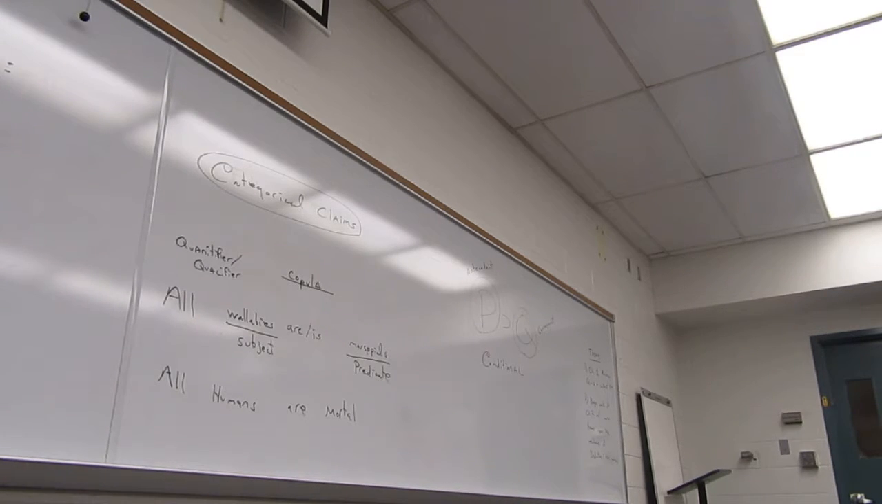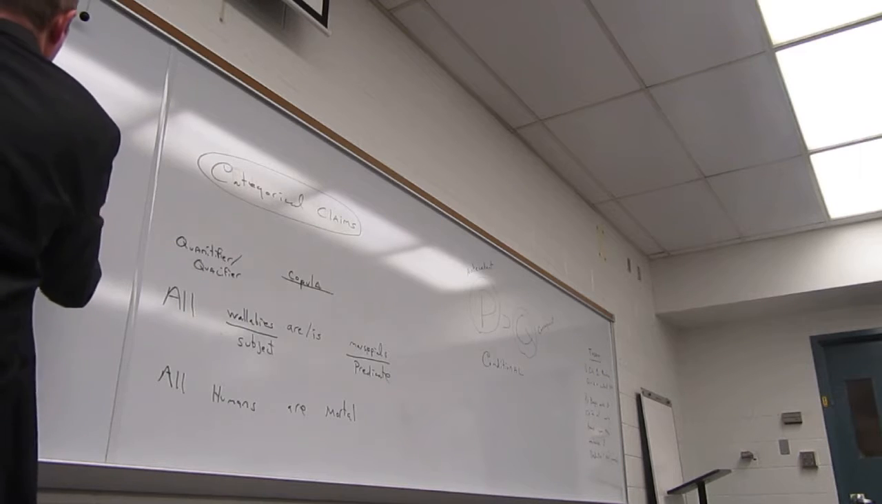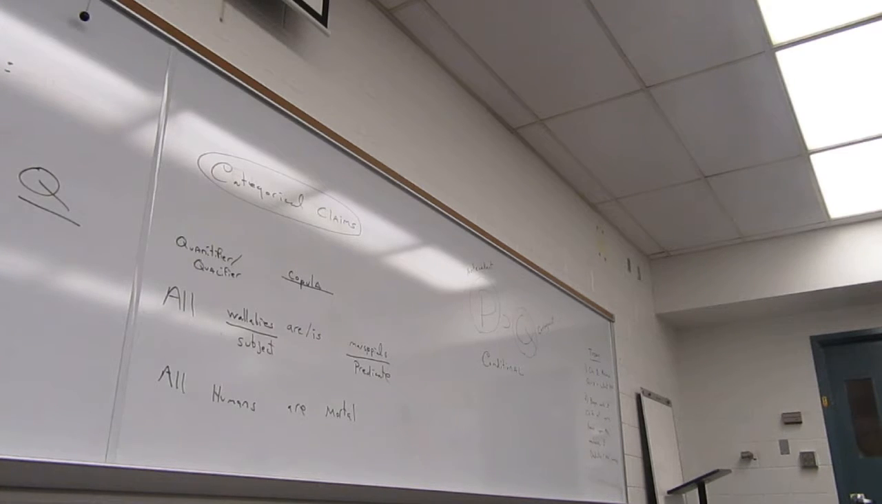Next one. E statements. No P or Q. We call this an E statement. No wallabies are reptiles. You see, for this one, it's a universal statement because we're talking about no members. And it's a negative.